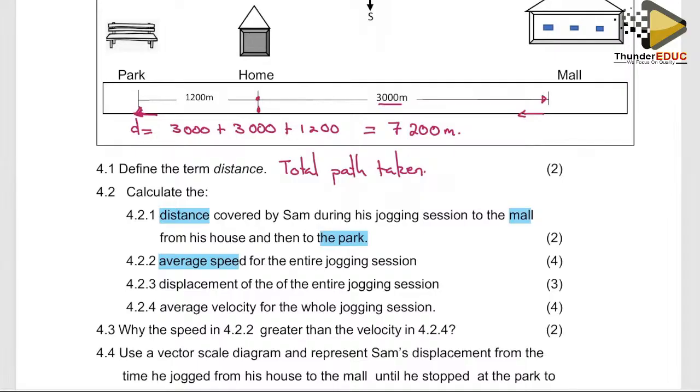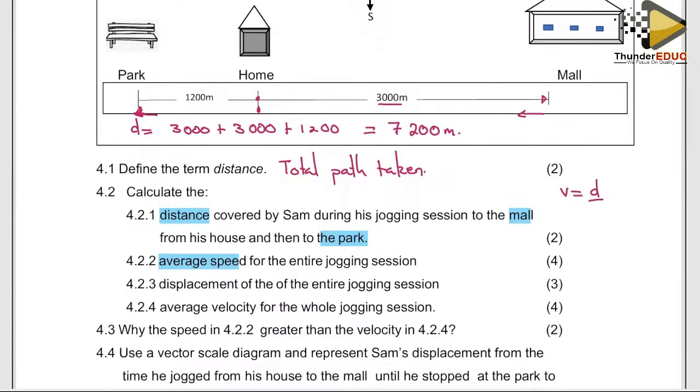So what we need to take note of is how we actually calculate our average speed. From my DST triangle, I can say my v is equivalent to distance over change in time. The distance that he traveled is a total distance of 7,200 meters, all over the time.